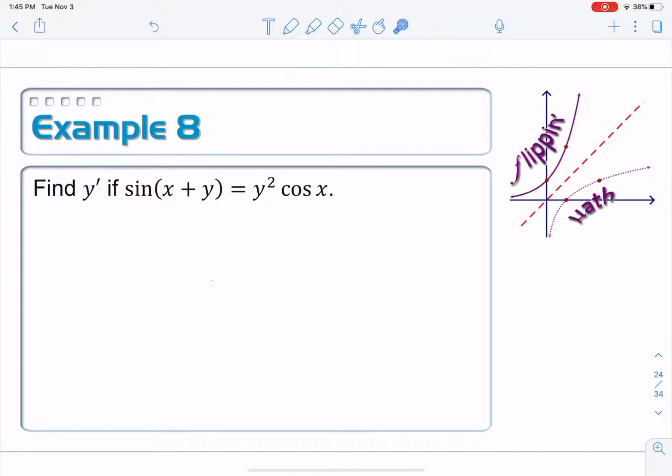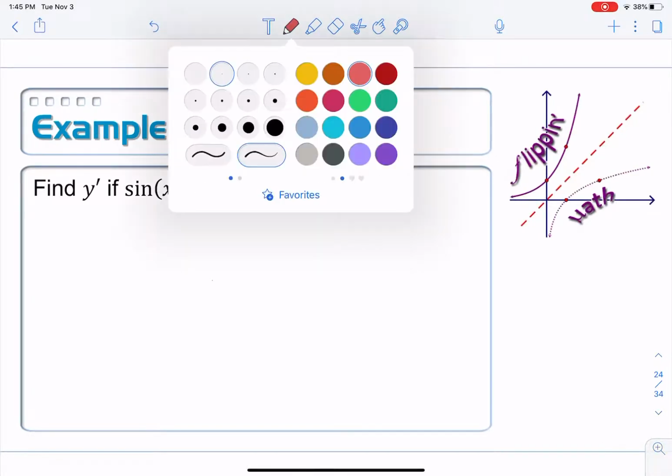Students have a tendency to want to use some sort of trig identity to split this up, but we don't have to. When we're taking the derivative of this thing, we can just use the chain rule and implicit differentiation. Over here on this side, of course, this will require the product rule. All right, let's just get started, shall we?